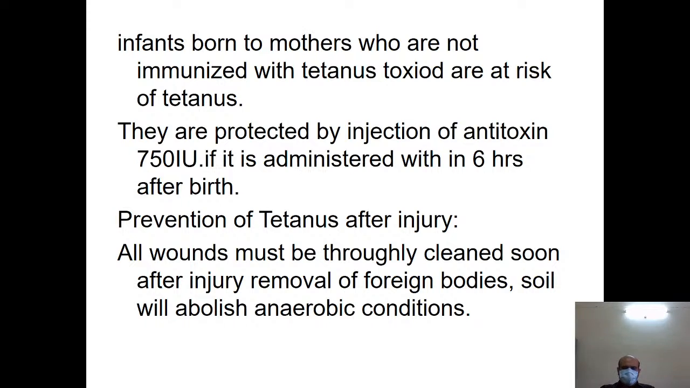All wounds must be thoroughly cleaned soon after injury, with removal of foreign bodies and soil, to abolish anaerobic conditions.